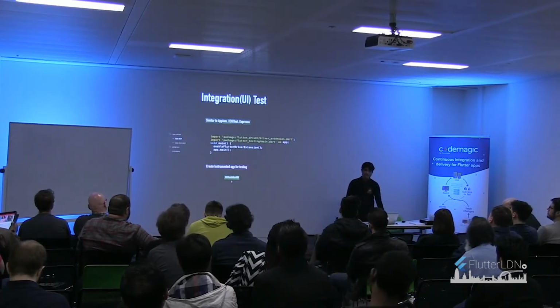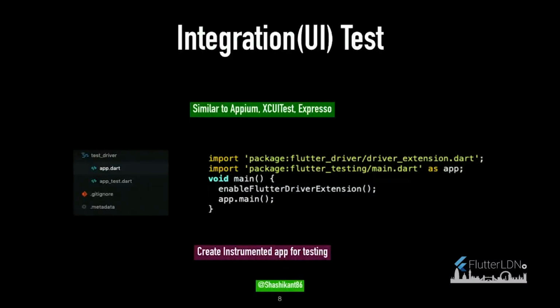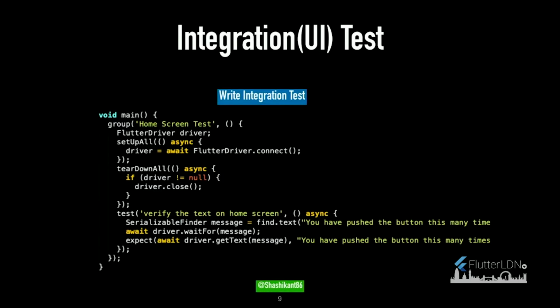So in the first step, we create the instrumented version of our app. That means we have to create a separate directory. Usually that's called, by default, the Flutter suggested test driver, something like that. And then we have to create an app. In the app, what we do is enable the Flutter driver extension. If you enable that, that means you have now created an instrumented version of your app. And you run the app, and once you run the app, then you're actually able to write your test.